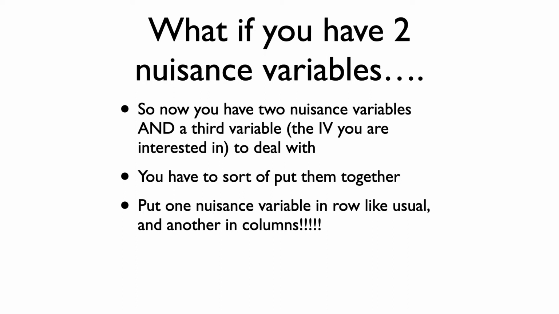So you put a nuisance variable in one row like usual, and then you put another one in the columns, and I'm apparently way too excited about this, note all the exclamation points. Look, this material's boring. I'm doing my best, all right?